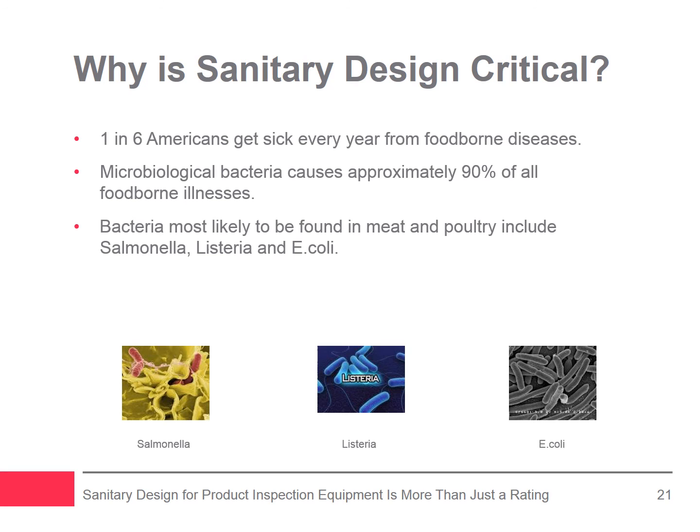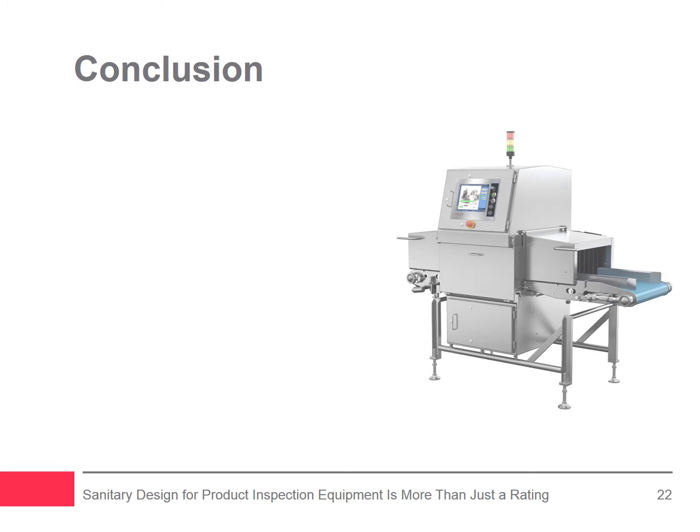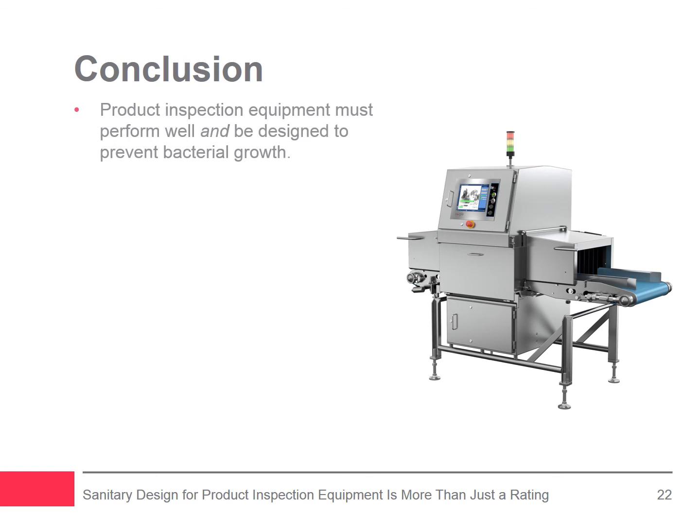It's crucial that meat inspection equipment is designed and constructed with sanitary principles in mind to prevent biological contamination for either meat or poultry products. Sanitary design in food factories is essential in all stages of the production process, from the use of materials such as stainless steel to specially designed seals. With food safety laws becoming increasingly stringent and product recalls becoming more prevalent and costly, it's essential that any product inspection equipment used in the meat and poultry industry not only performs well, but is designed to prevent bacterial growth and facilitate proper cleaning.